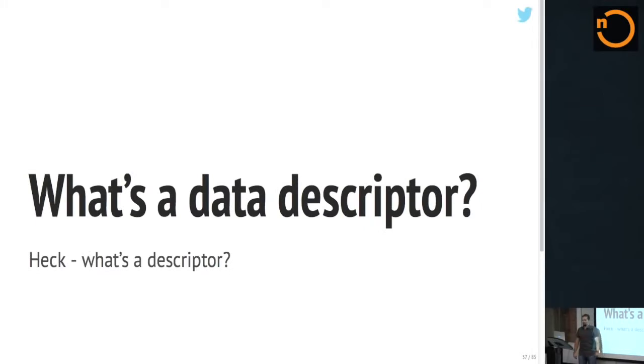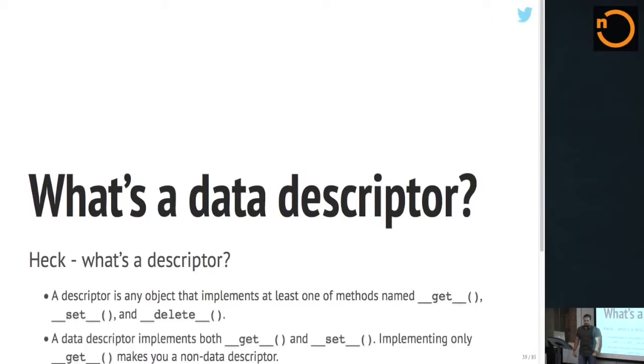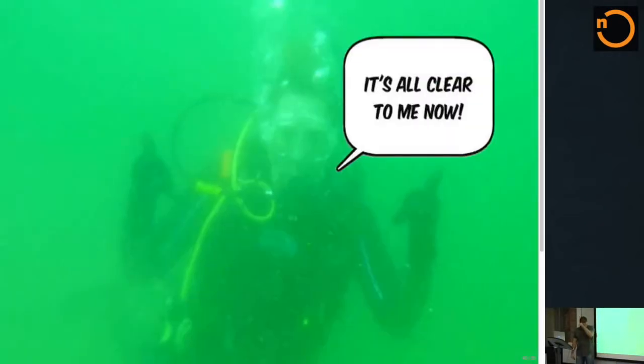Okay, so what is a data descriptor? What's a descriptor? It's easy. A descriptor is just any object that has at least one of 3 methods: __get__, __set__, and __delete__. A data descriptor has both get and set. A non-data descriptor, that's really the name for it, has just get. So, I'm done. Okay, not quite.